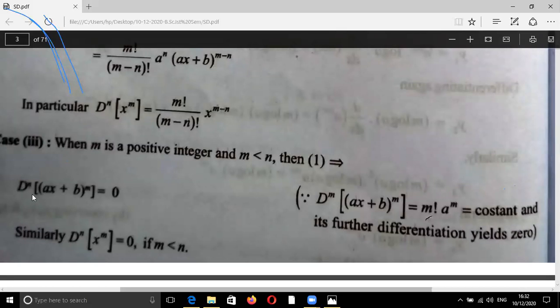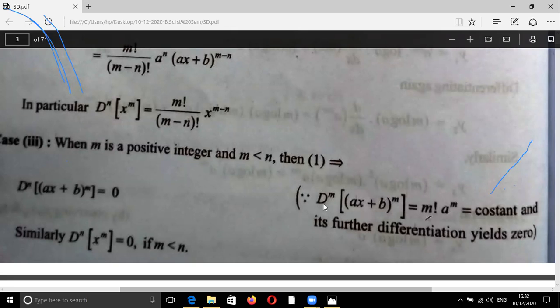Now you see the nth derivative of (ax+b)^m equals 0, because n is greater than m. That's why you are getting 0 here. The nth derivative of (ax+b)^m is m factorial a to the power m. M factorial is some value, a to the power m is also some value, therefore that is equal to a constant.